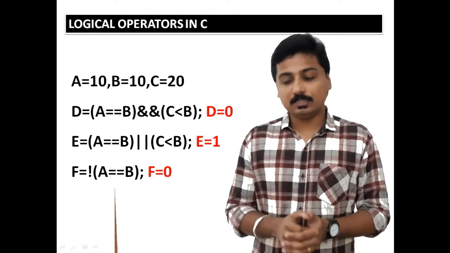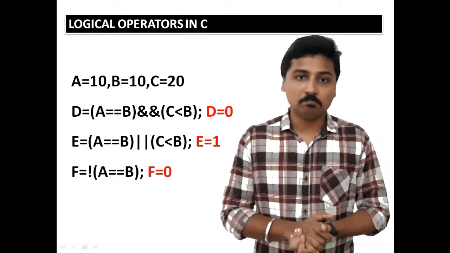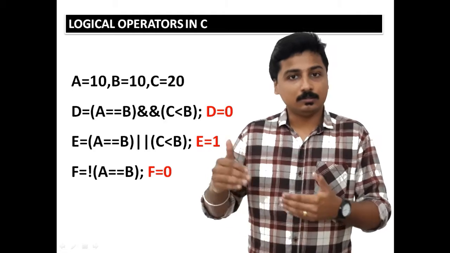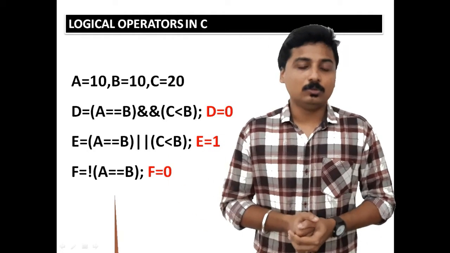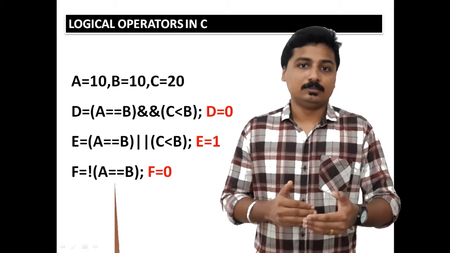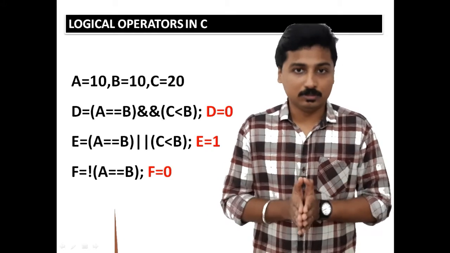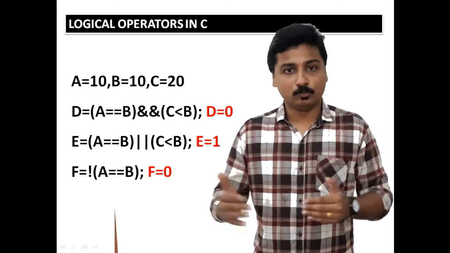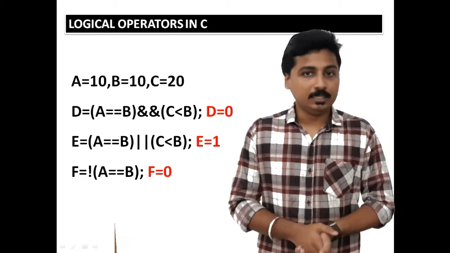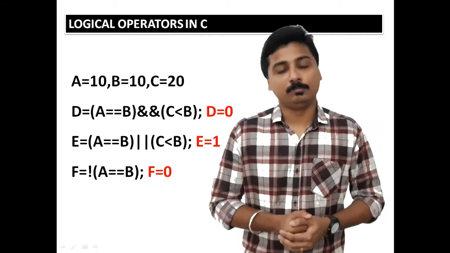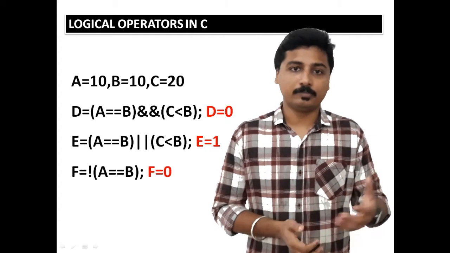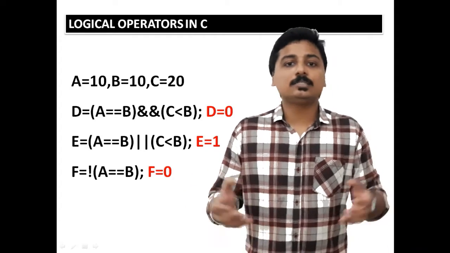The second condition is C less than B. Definitely C consists of the value 20, B consists of the value 10. So B is less than C. C less than B will be a false case. So the result will be 0. 0 will be stored in the variable named D. In the next case we are using the OR operator, belonging to the logical operators. Any one of the conditions must be satisfied.